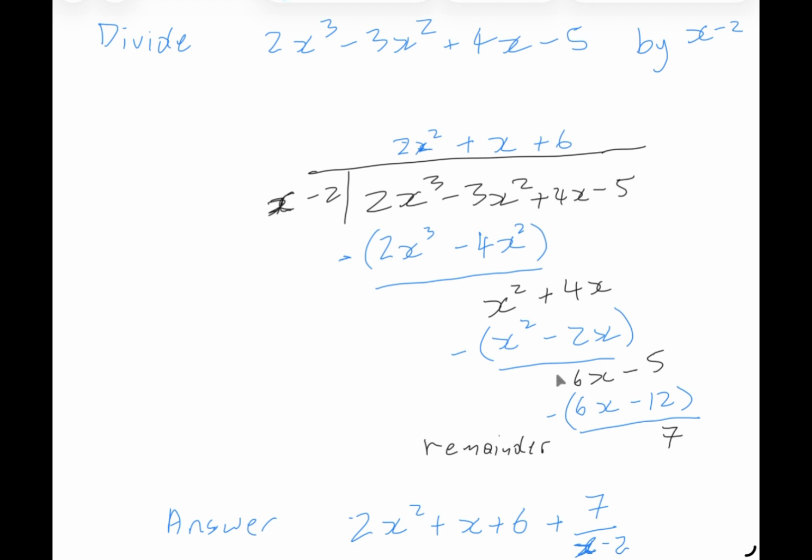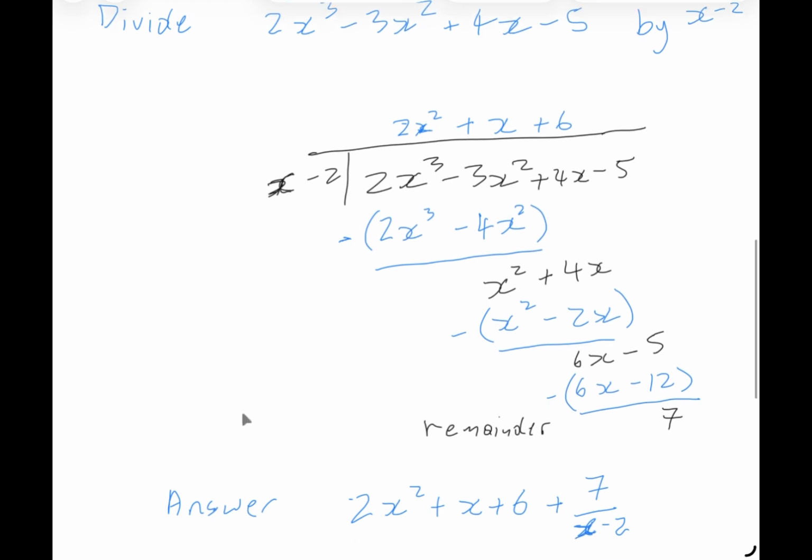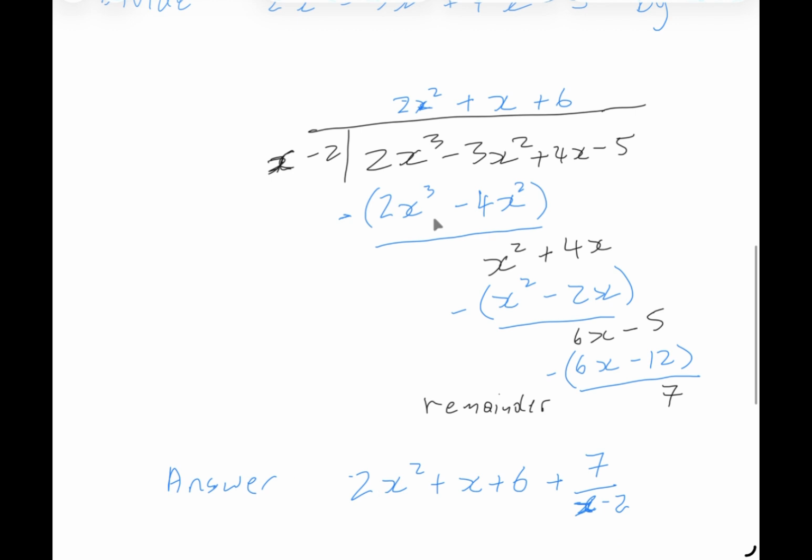Then divide x into 6x, that gives you 6. 6 times x is 6x. 6 times minus 2 is minus 12. Then you subtract your 6x minus 12 from your 6x minus 5. You get a remainder of 7. So your answer, or your quotient, will be this up the top here, which is 2x squared plus x plus 6, plus your remainder, which is 7, but you have to write that over your divisor, which is x minus 2.